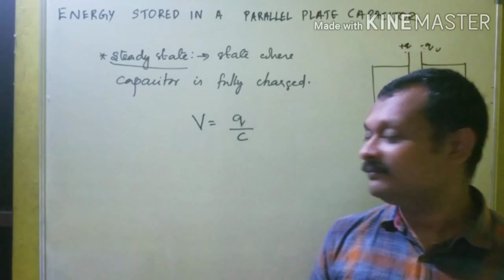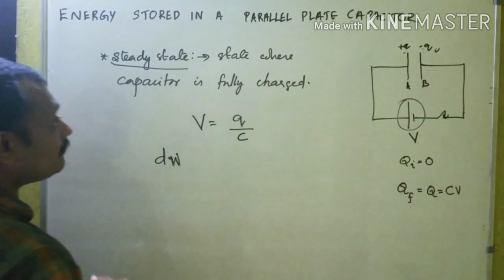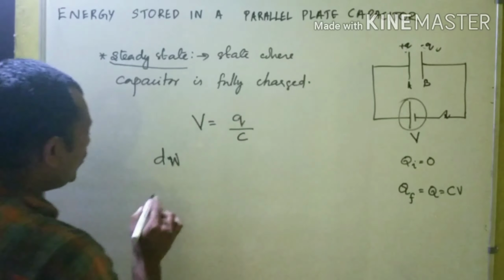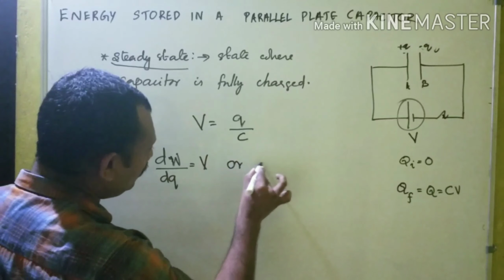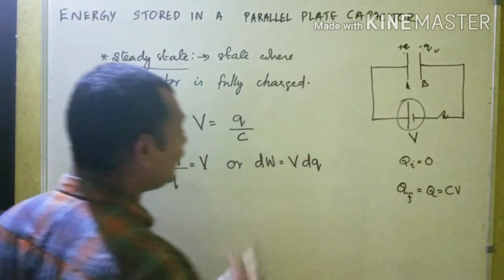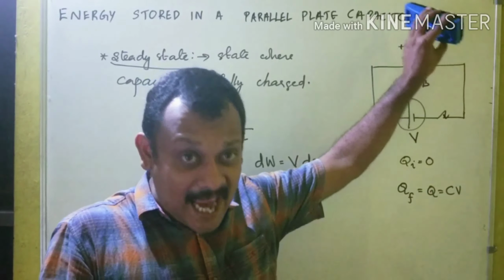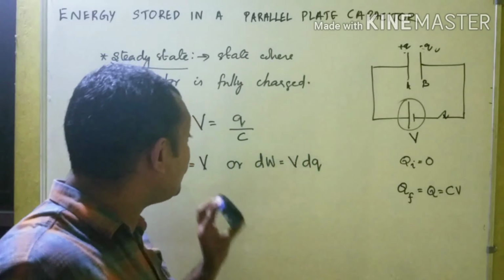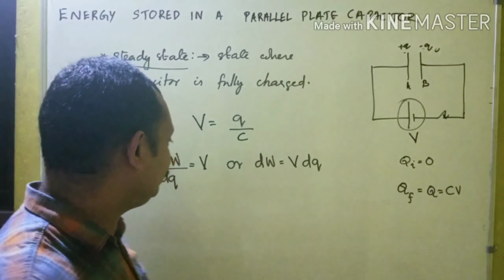Now the next step what I have to do is that I need to bring another charge dq. What is the work required? Already we know that dW by dQ is the potential difference V, or dW is equal to V dQ. This is the work done by the external agency in order to place another charge dQ against the repulsion of the already present charges. Right?